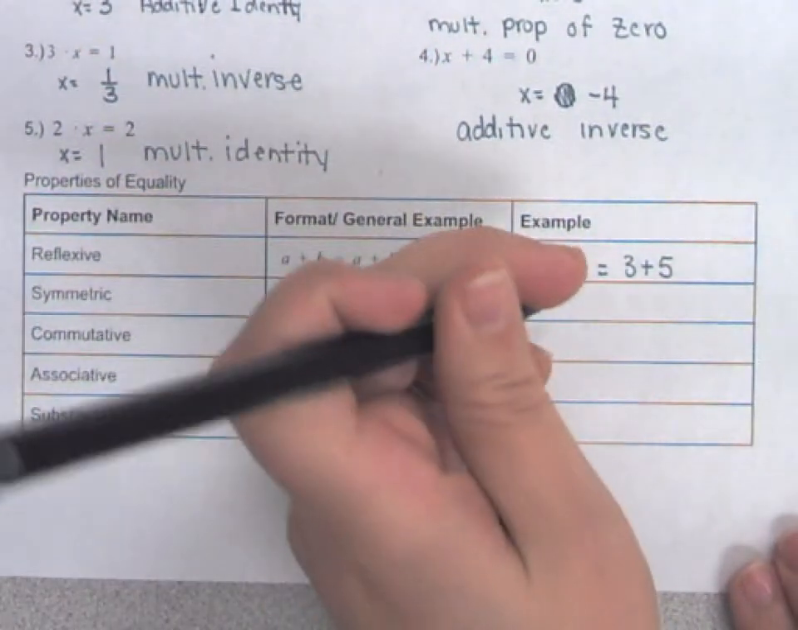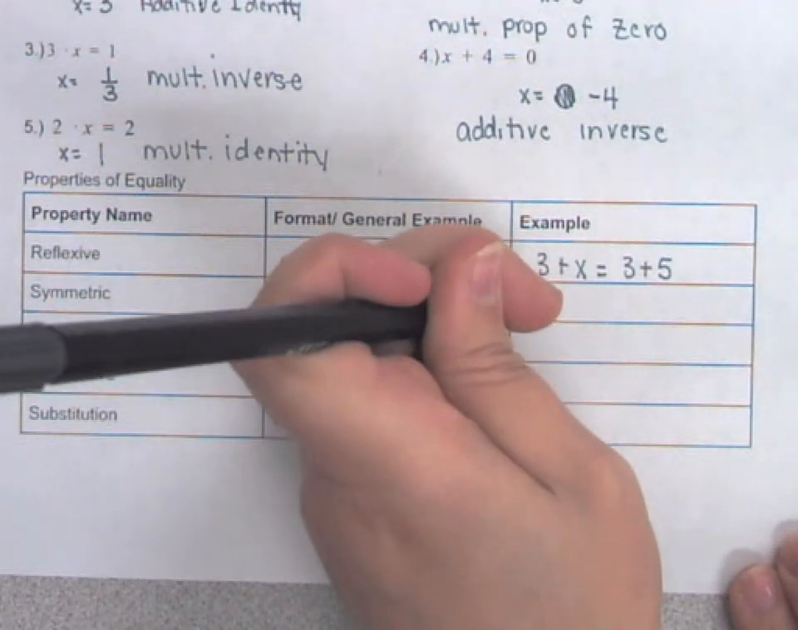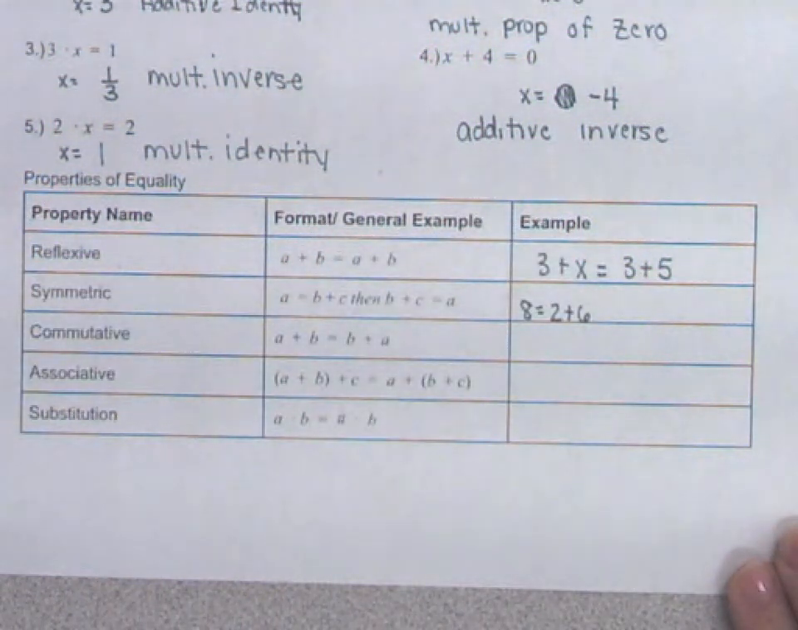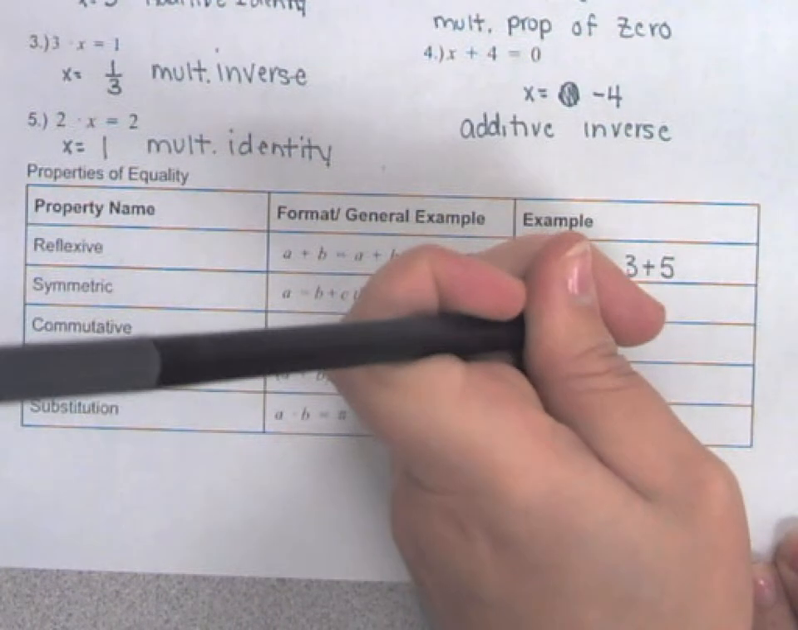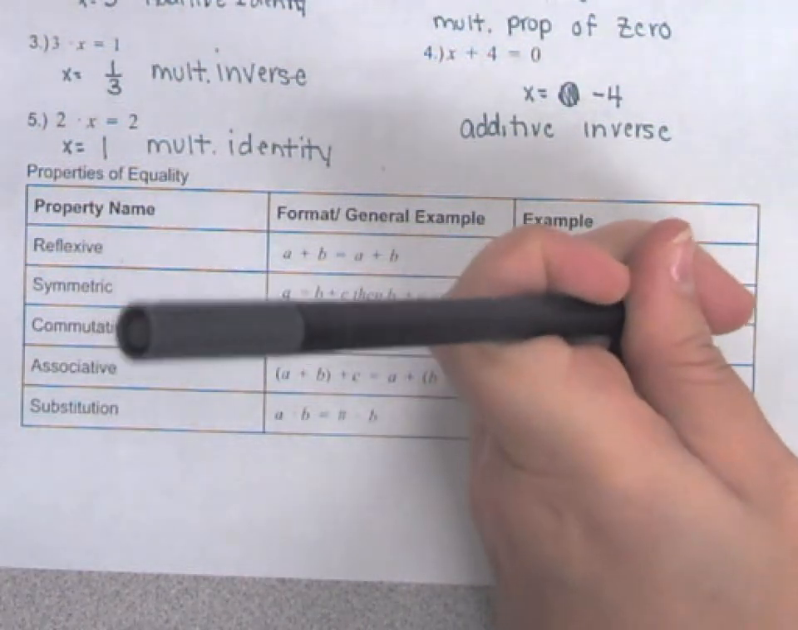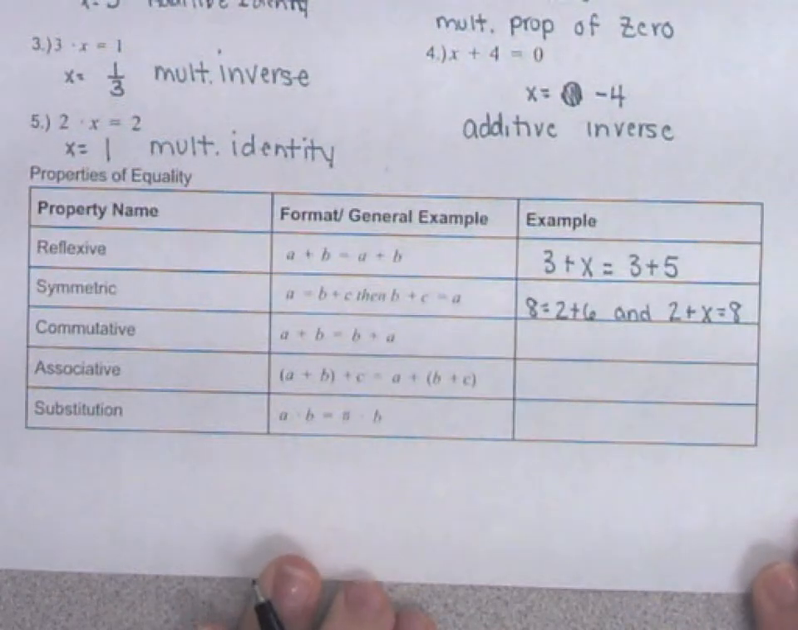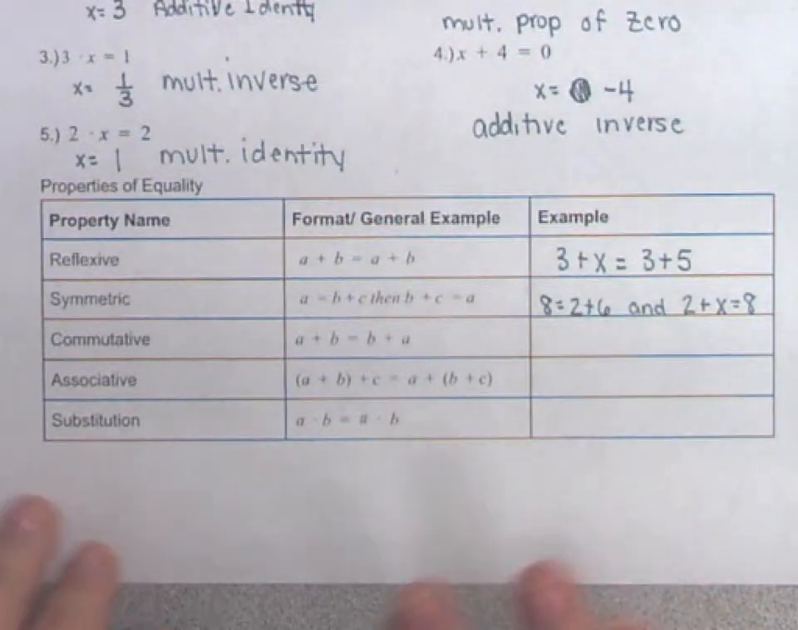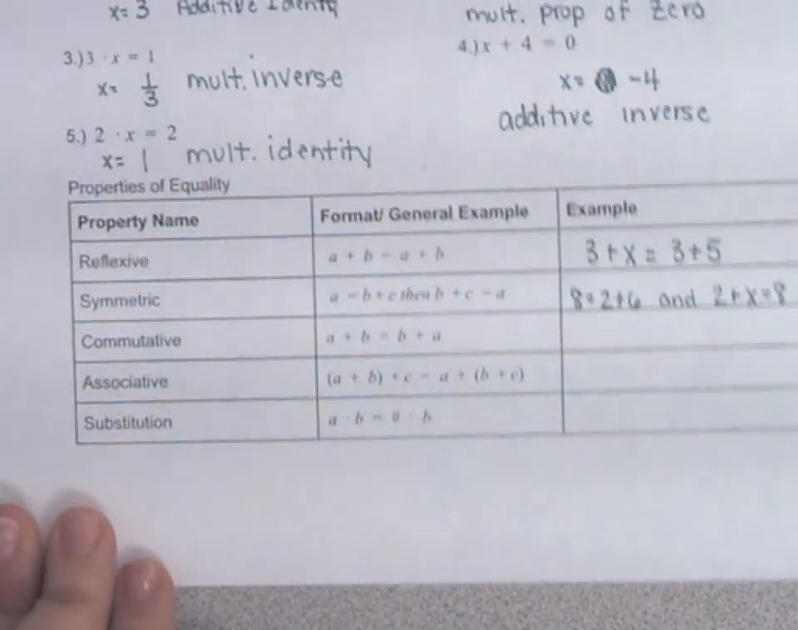Example. How about 8 equals 2 plus 6, and 2 plus x equals 8. There you go, put your x in the second time. Does that make sense? Are you seeing it? Okay. Now, granted, they can put x literally almost anywhere, so that's the only tricky part.